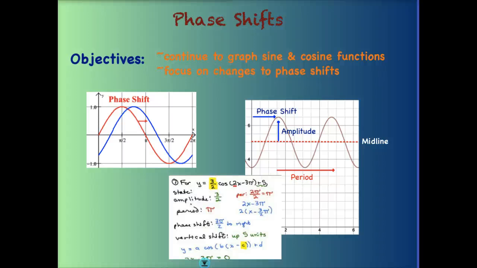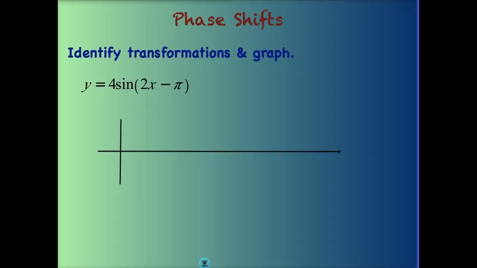In today's lesson, we will continue to graph sine and cosine functions. Specifically, we will be focusing on changes to phase shifts, and so we will also be looking at the periods. Let's start with the sine graph, y equals 4 sine, parentheses, 2x minus pi.